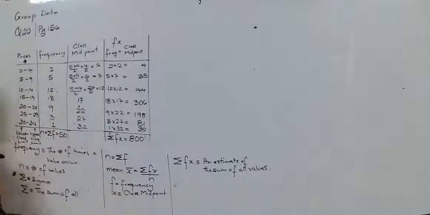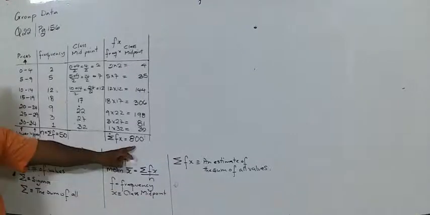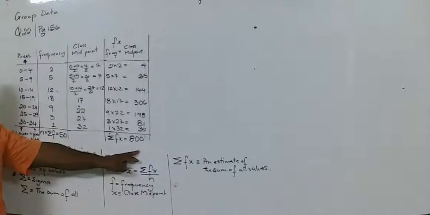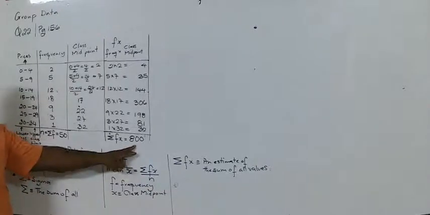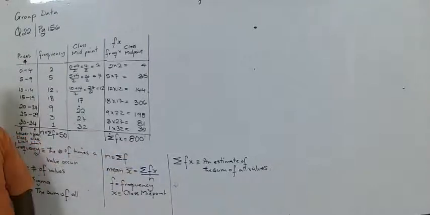Now, can anybody tell me what that 800 represents? What does the 800 represent? Sometimes we must use our eyes. It is an estimate of the sum of all values. This is an estimate of the sum of the lunch money, the price paid for lunch for the 50 workers. This is an estimate of the sum of the price paid for lunches by the 50 workers.